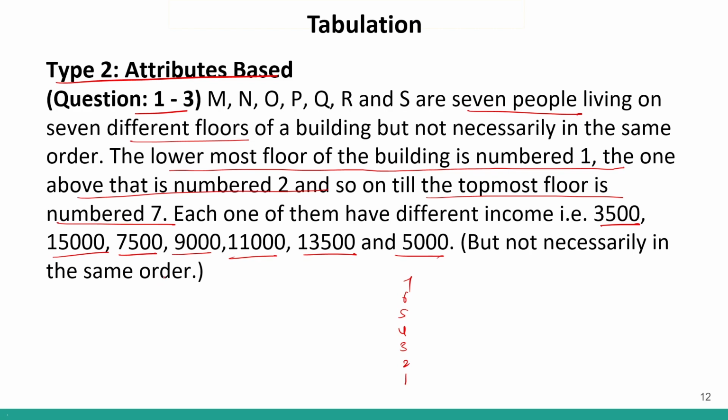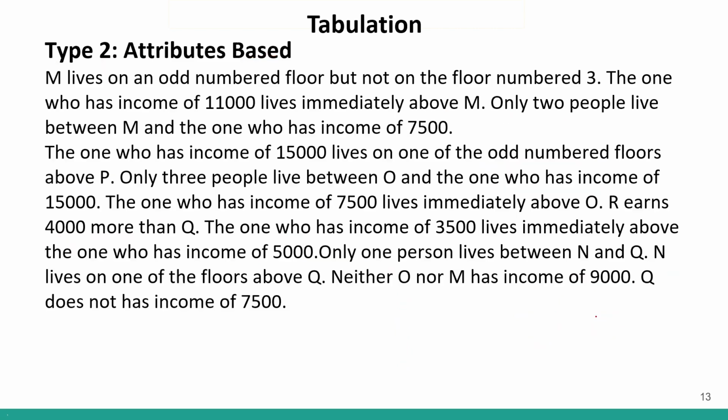So now we have 3 variables. What are the variables? First variable is your floor number. The second variable is the income. And the third variable is the person. So which person lives on which floor number and earns what income. So 3 variables are there. So we have to answer the question.